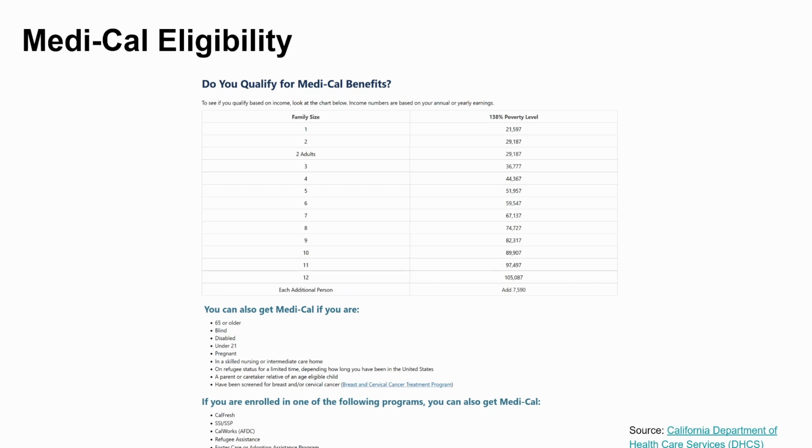Okay. Another thing is, as I mentioned, if you're enrolled in certain programs, you can get Medi-Cal, such as CalFresh, SSI, which are Social Security programs based on income as well, which is partially why if you're eligible for one of these other programs that are based on financial eligibility, then you might also be eligible for Medi-Cal, refugee assistance, or the foster care or adoption assistance program.